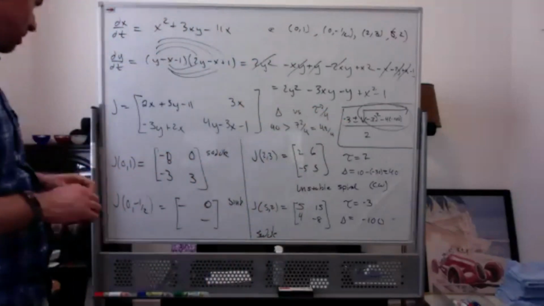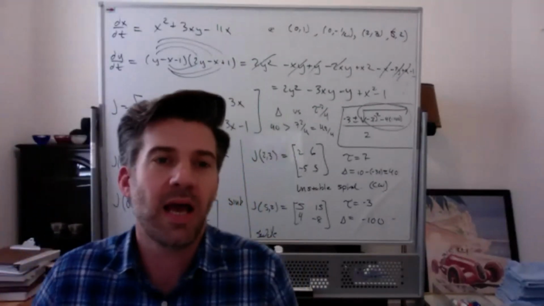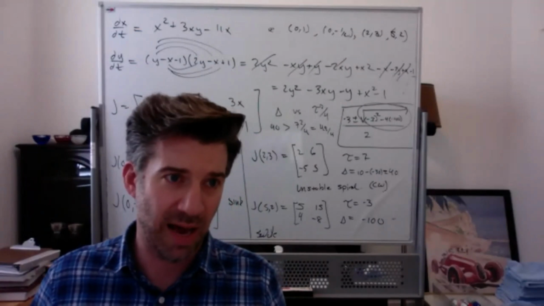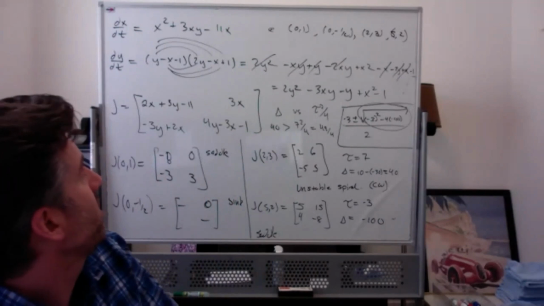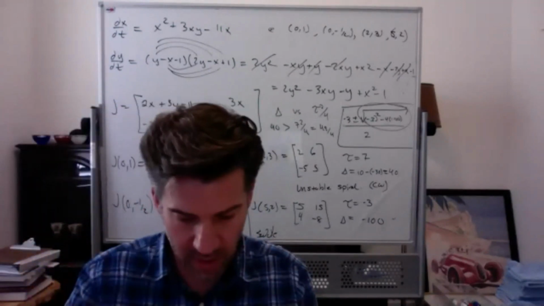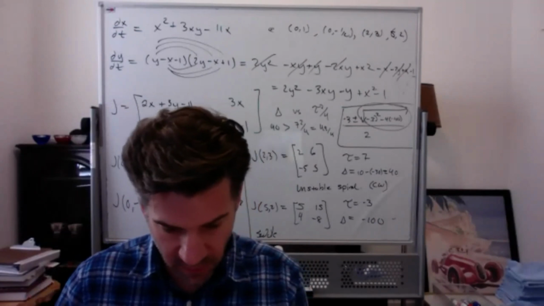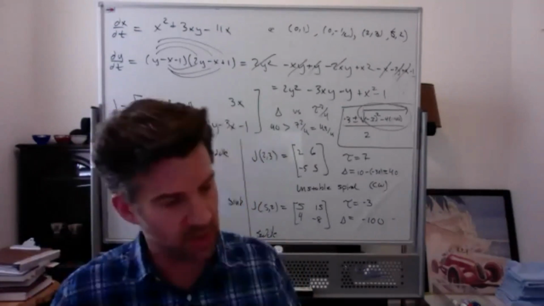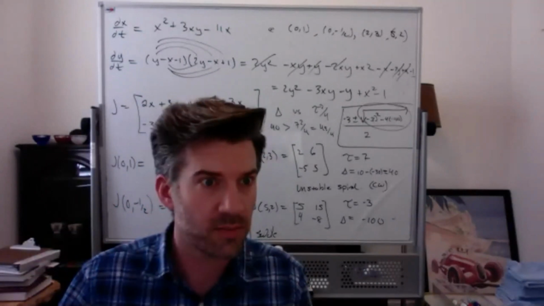All right, since we have a few minutes, let's look at what the p-plane shows. We don't need to look at p-plane at all, I just think it's fun. I think it's cool, we can see what the things look like. So let's see, we've got x squared plus 3xy minus 11x.